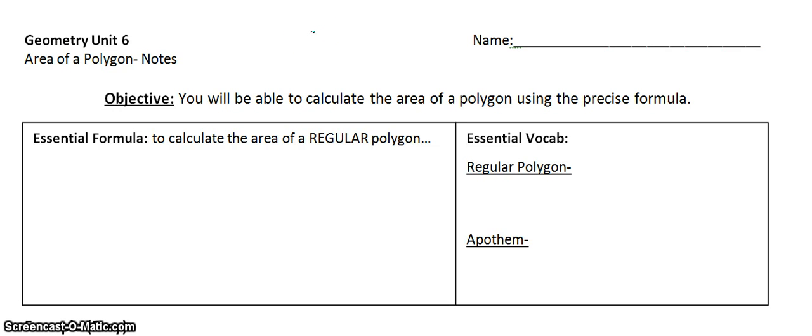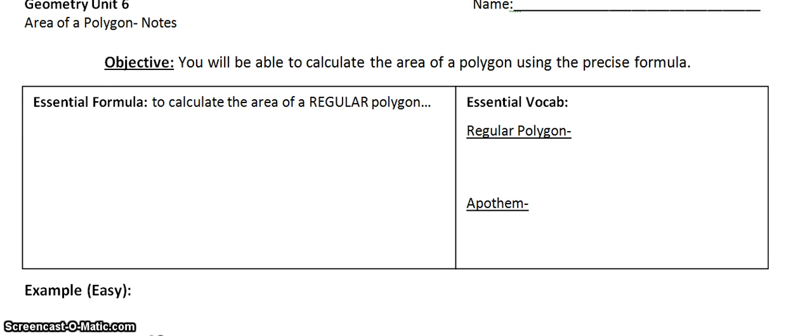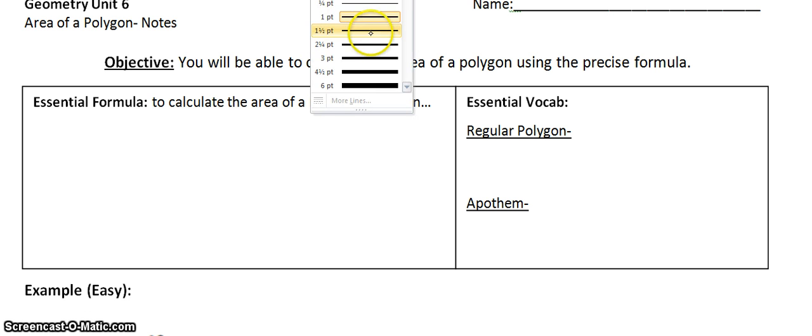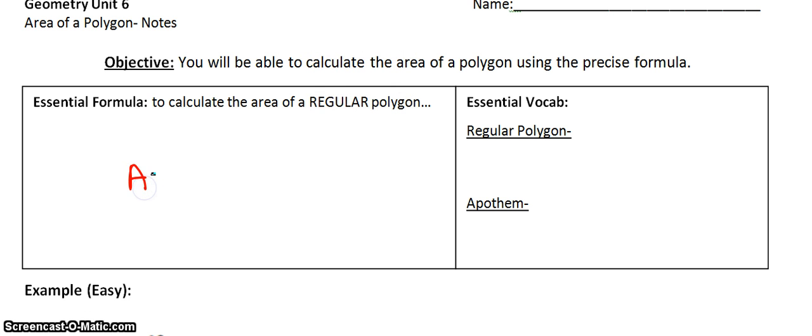By the end of this video, you should be able to calculate the area of a polygon using the precise formula that I am about to show you. So, in order to calculate the area of a polygon, we do have a formula for regular polygons. And that formula is, please write this down, area equals perimeter times apothem divided by 2.